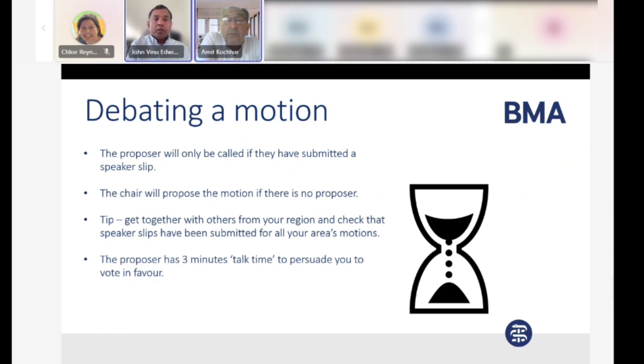So the proposer gets 3 minutes, and people who are speaking for the motion do get less time. I gather it's 2 minutes. 2 minutes. And those speaking against as well.